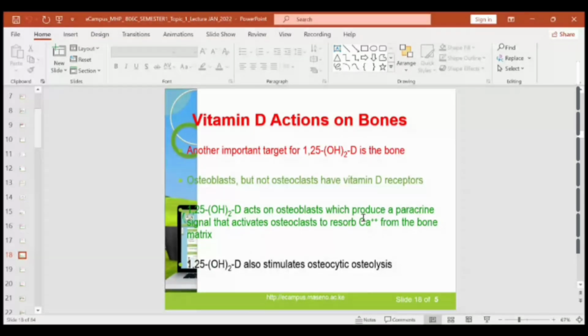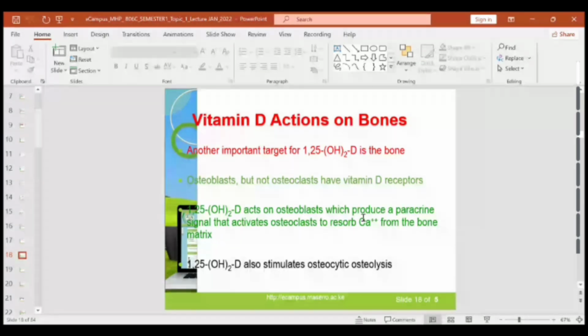And that process, where one cell causes an effect on the adjacent cell, we call a paracrine activity. The opposite will be the endocrine, what we are talking about, where one hormone will cause an effect in a distal, very remote part of the body, for example. But if the effect of that hormone is on the adjacent cells, we call that paracrine activity.